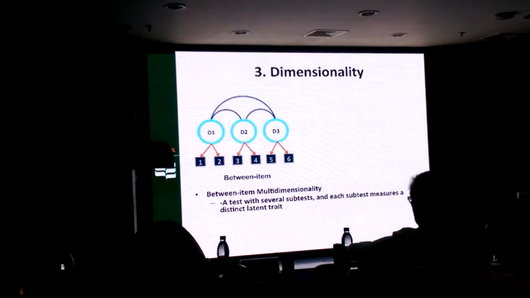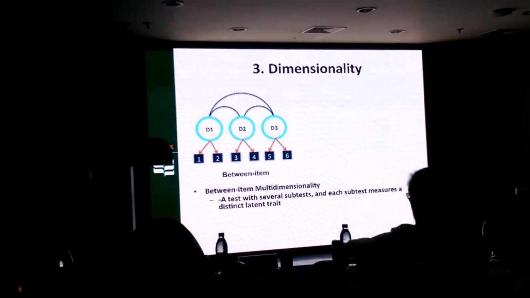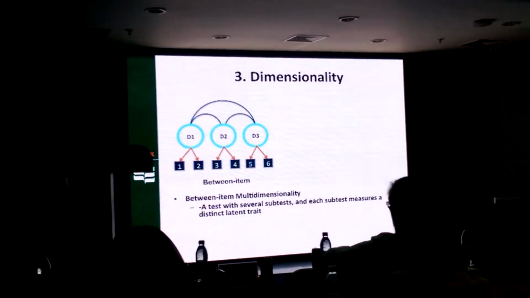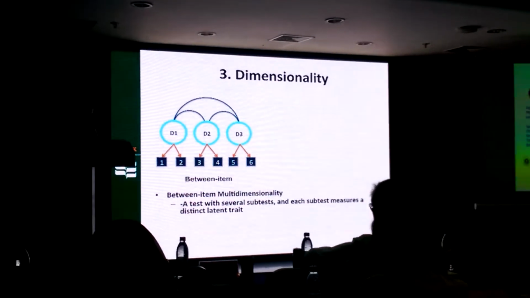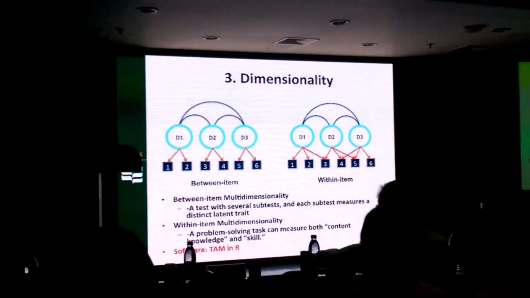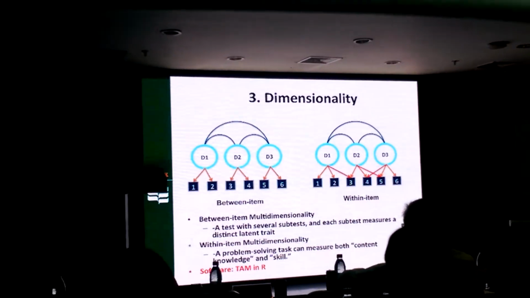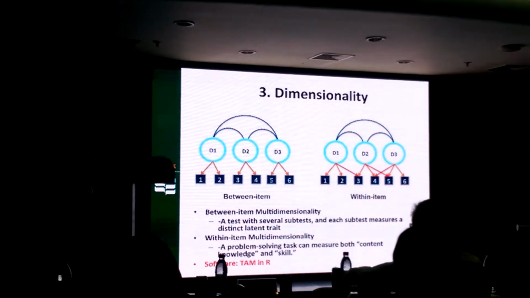This is because the dimensionality comes from between items, so I call it between-item multidimensionality. The other type is within-item multidimensionality. Sometimes an item can measure more than one latent trait at a time. So in that case, the multidimensionality comes from within the item.